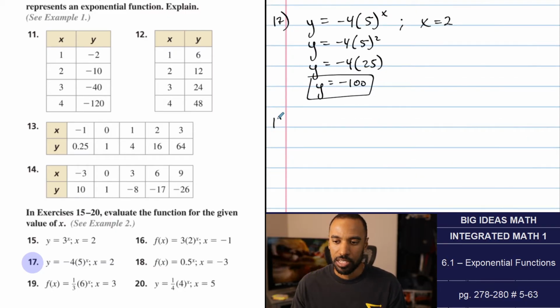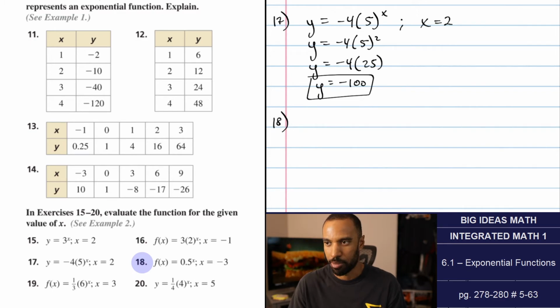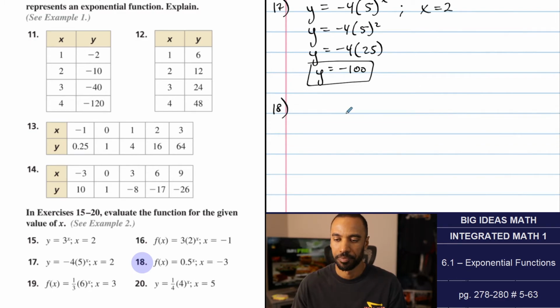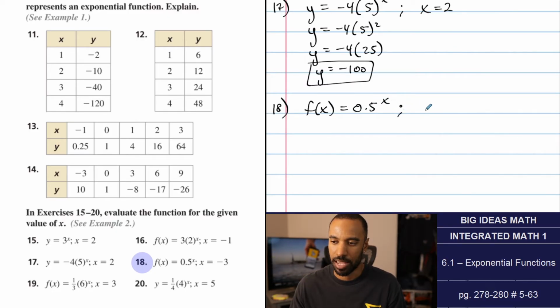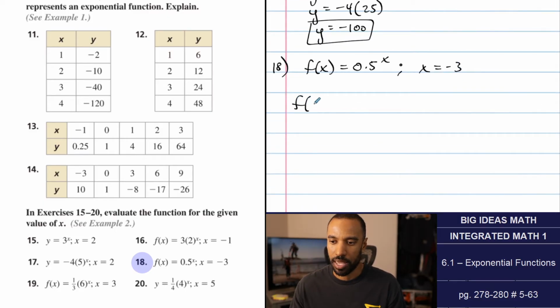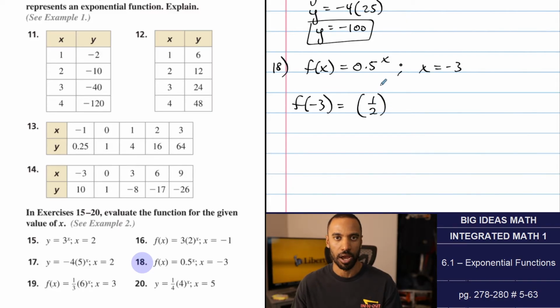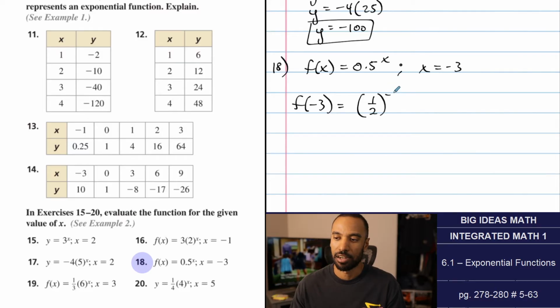Okay, number 18. We have, once again, a negative exponent. Now, this is one where I want to try and do it without a calculator, if possible. So check this out. Here's what I'm going to do. f of x equals 0.5 to the x power, and x is negative 3. First of all, we're going to substitute negative 3 for x, but I'm going to turn 0.5 into 1/2. You might know that 0.5 is 1/2, and this is just something that's more helpful for me personally. To the negative third power.